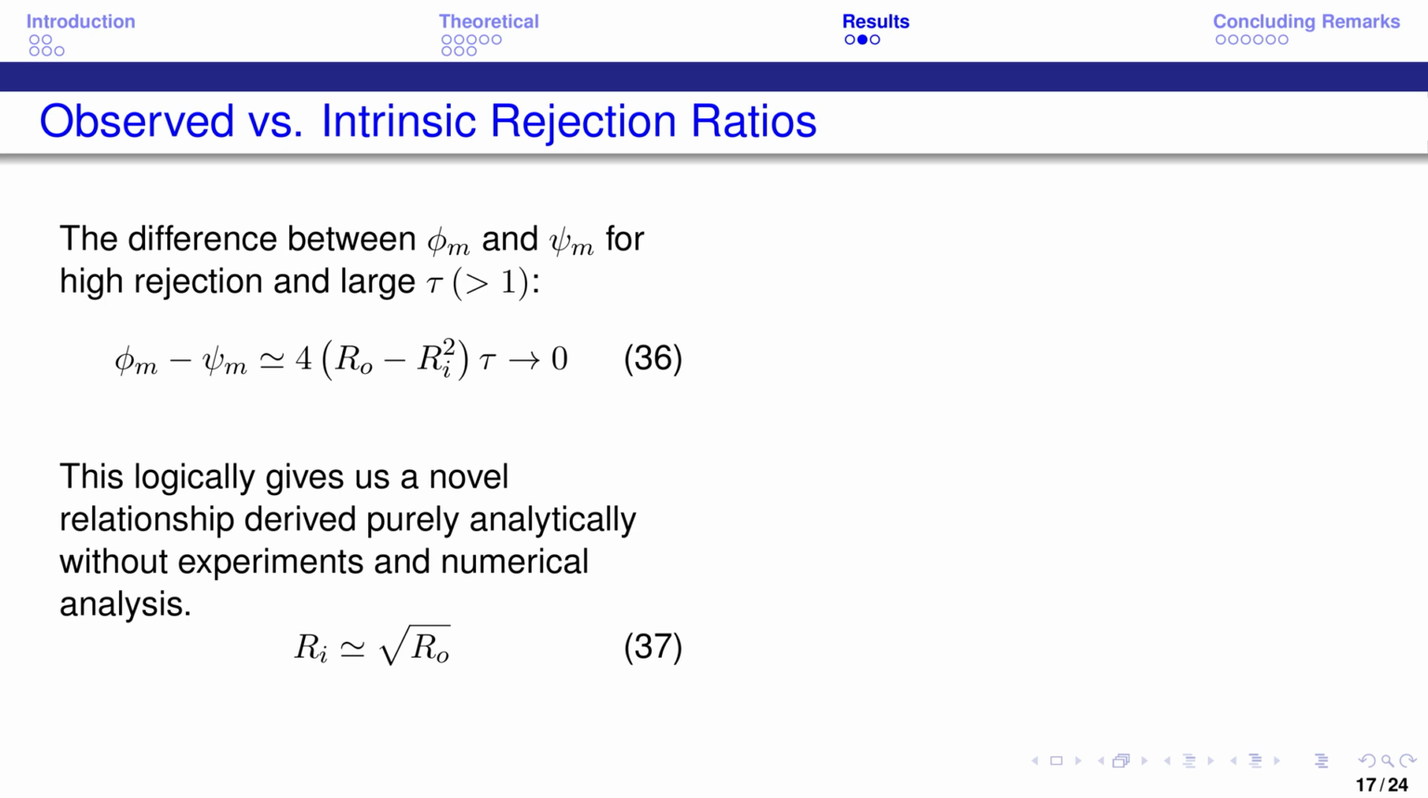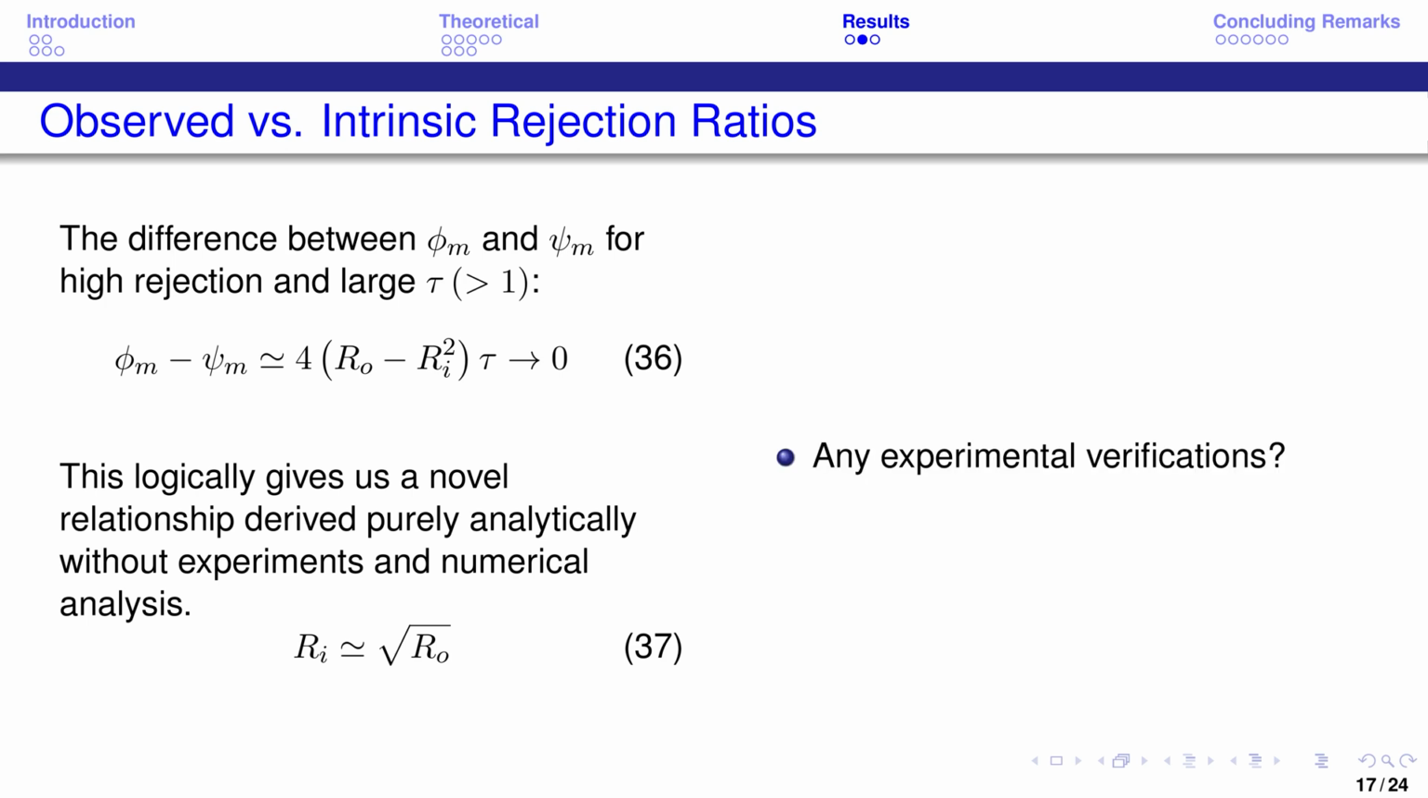So, we obtained the following relationship between the intrinsic and observed rejection ratios. Because both are smaller than 1, a square root of the observed rejection ratio is approximately equal to the intrinsic rejection ratio. Alternatively, the observed rejection ratio is a square of the intrinsic rejection ratio.